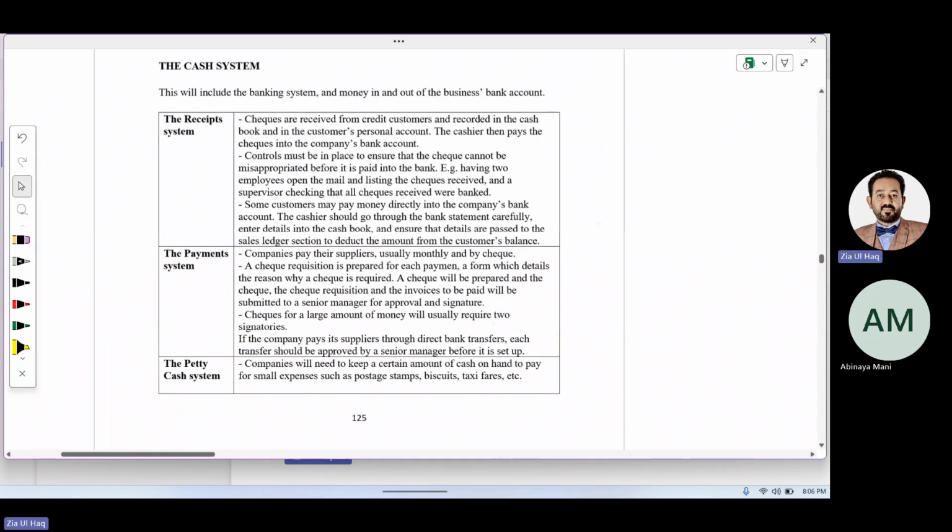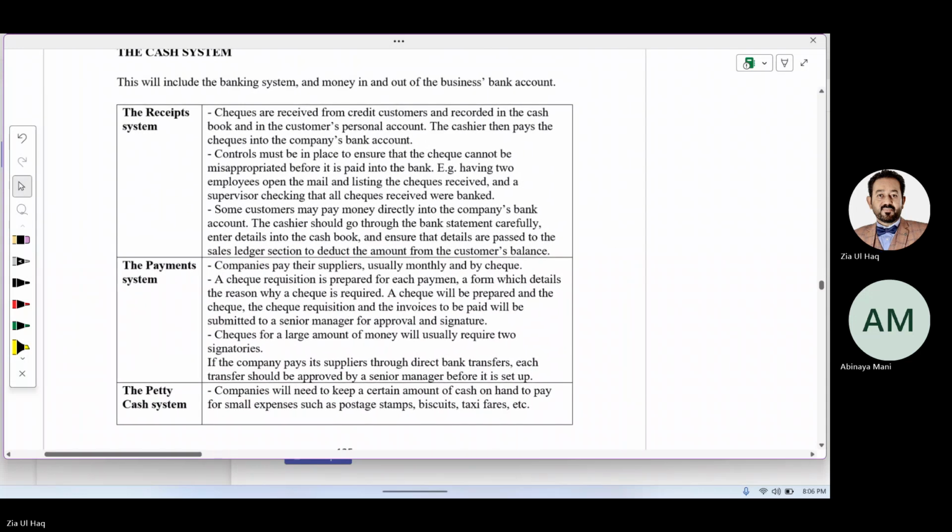And what is the system for cash receipt and cash payment? For cash receipt, checks are received from credit customers and recorded in the cash book. The cashier then pays the check into the company's bank account, meaning he needs to deposit it into the bank. Control must be in place so that the check cannot be misappropriated before it is paid into the bank, having two persons present while receiving the cash. Some customers may pay money directly into a company bank account, so that should be recorded properly.